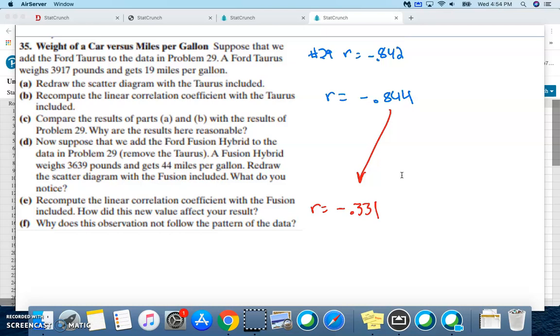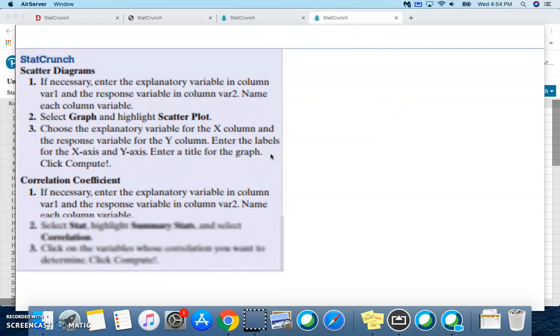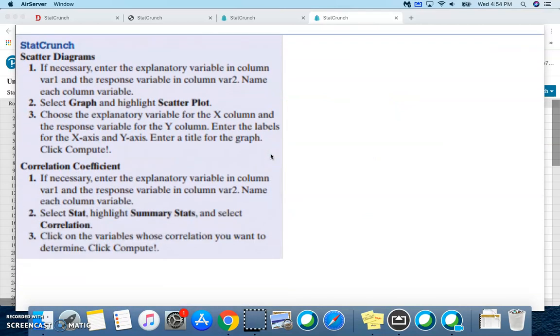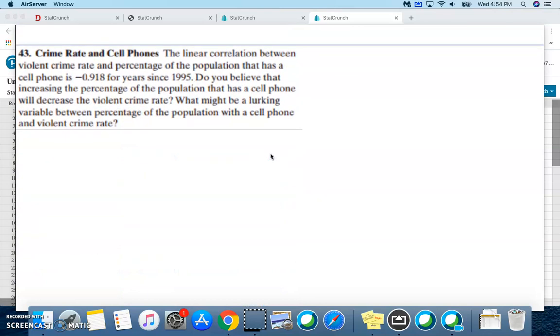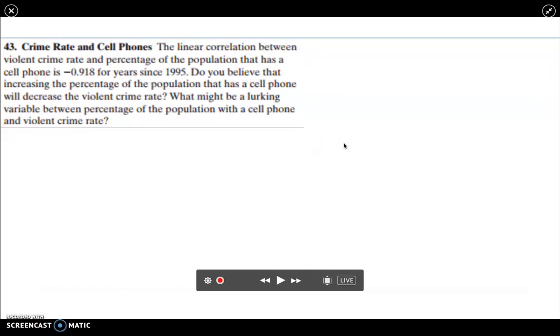Well, the Ford Fusion is a hybrid, which runs on electricity and gas, whereas it's probably fair to assume that the others are not hybrid vehicles. So it's a different type of vehicle. I've shown you in StatCrunch, but if you need to, pause the video and take some notes as to how you get these things. Our last question deals with correlation and causation.